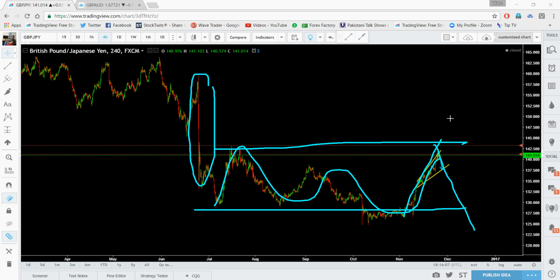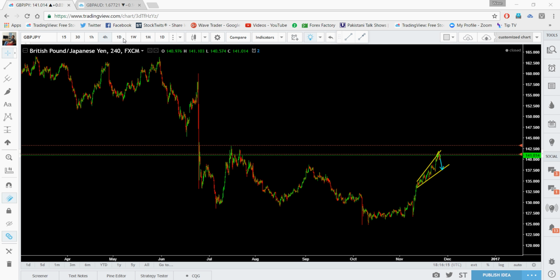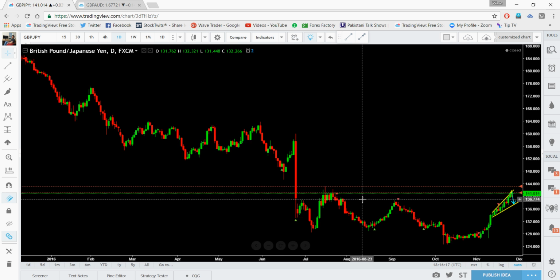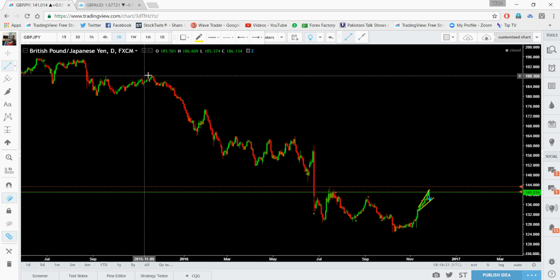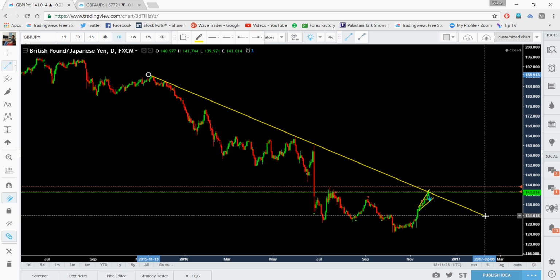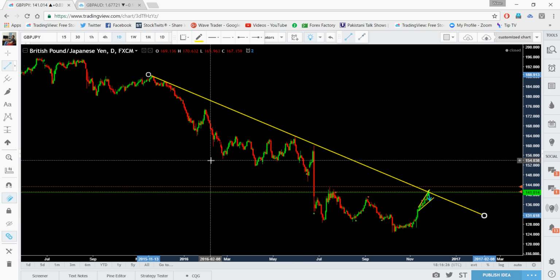Price is not going to continue to the upside aggressively the way it is doing. I'm not expecting that. It has to break down. All yen pairs have to break down, and they will break. They will break. So the structure is something like this.